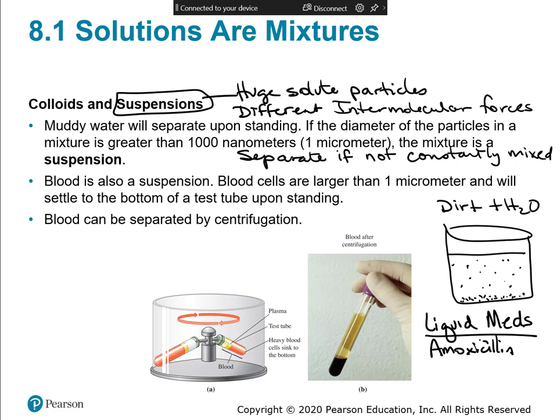But one of the things you have to make sure you do is, when you take it out of the refrigerator, you have to shake it. So it is a suspension.